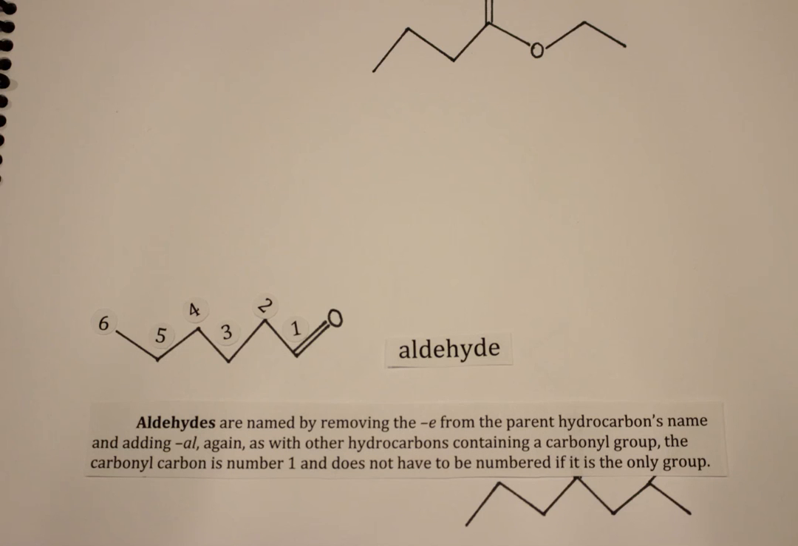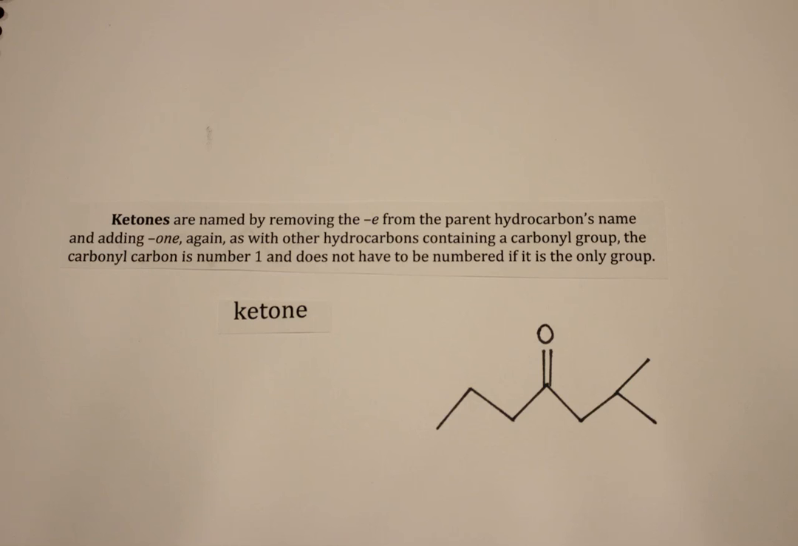1, 2, 3, 4, 5, 6. There are 6, so it is a hexane, but we're going to change the E to al, so it will be hexanal. Our last molecule is a ketone. A ketone is a molecule where you have a carbonyl attached to R groups on either side of it. These are named by removing the E from the parent hydrocarbon's name and adding one, O-N-E.